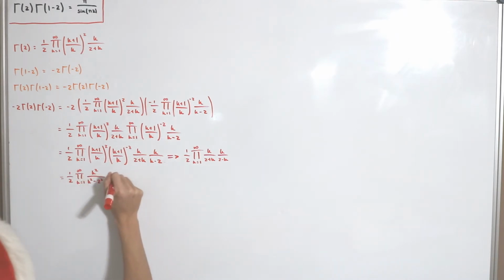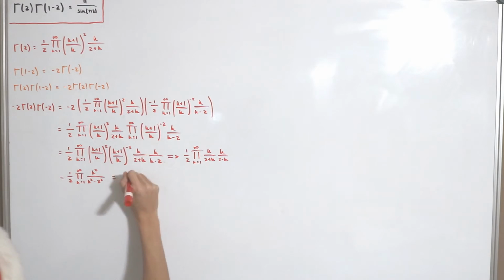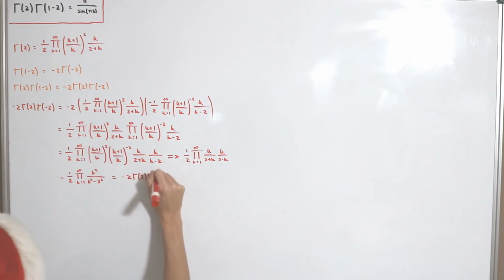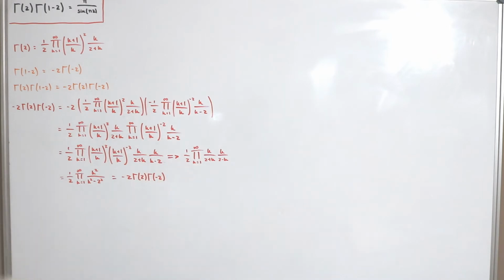So far, that's actually equal to negative z multiplied by gamma of z multiplied by gamma of negative z. I'll just underline this in black to reiterate what we have so far.